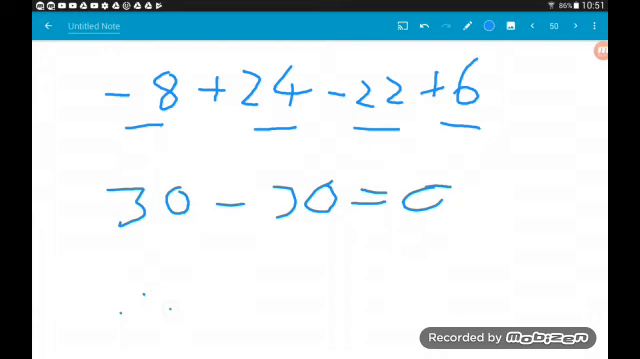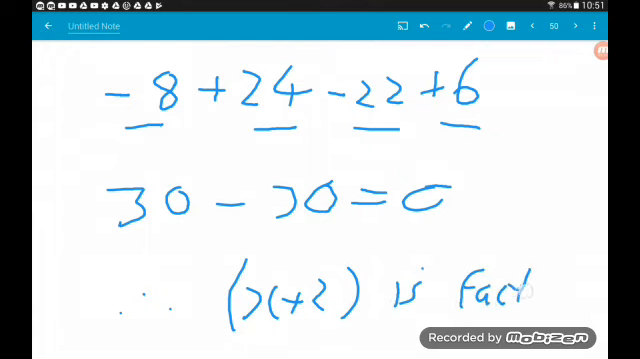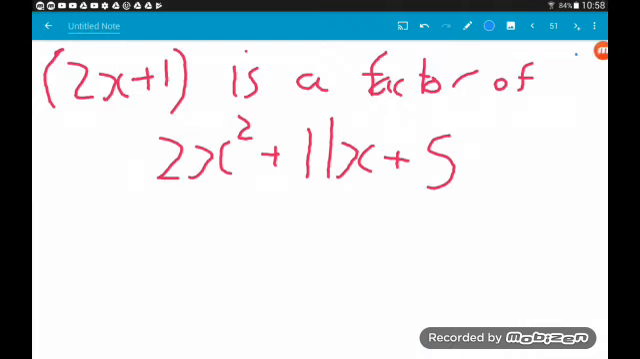Therefore, x plus 2 is a factor. Good times. Slightly trickier one up now.